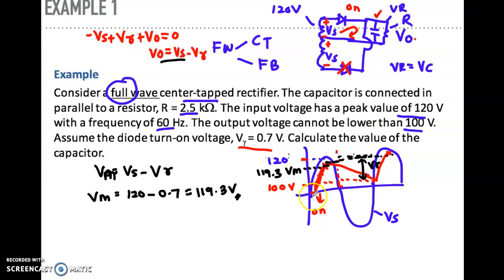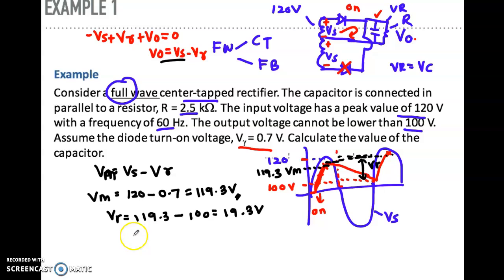You already know Vm, and you already know the minimum voltage here is 100. Can you get your ripple? So your ripple is actually 119.3 minus 100. Then you can get 19.3 volt.